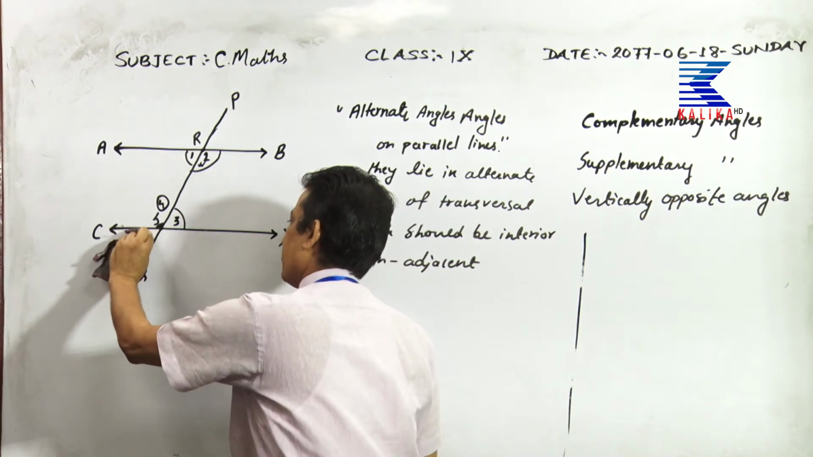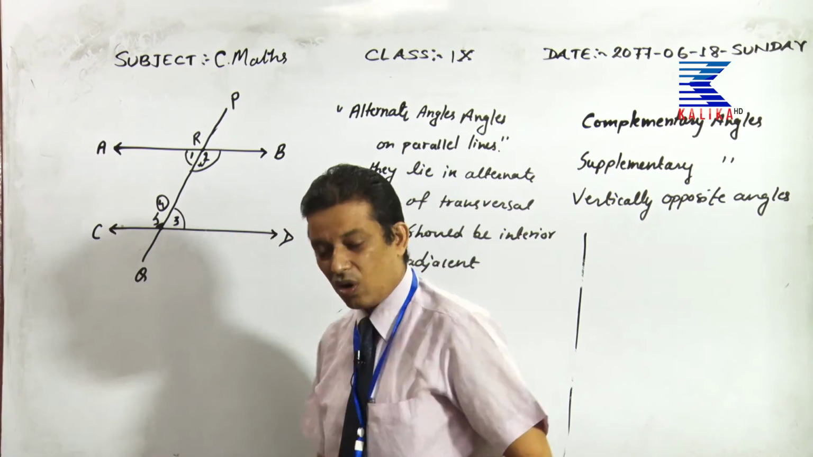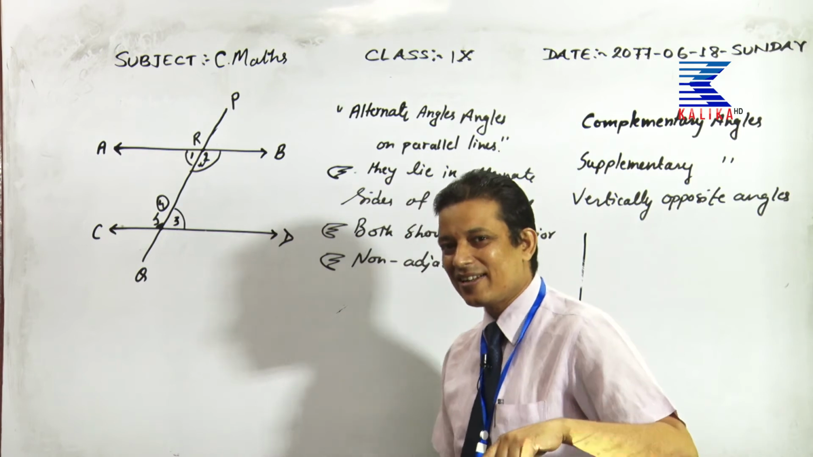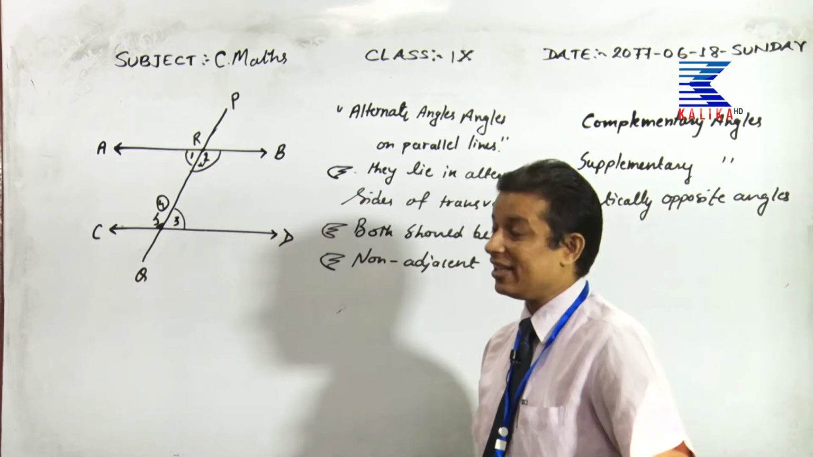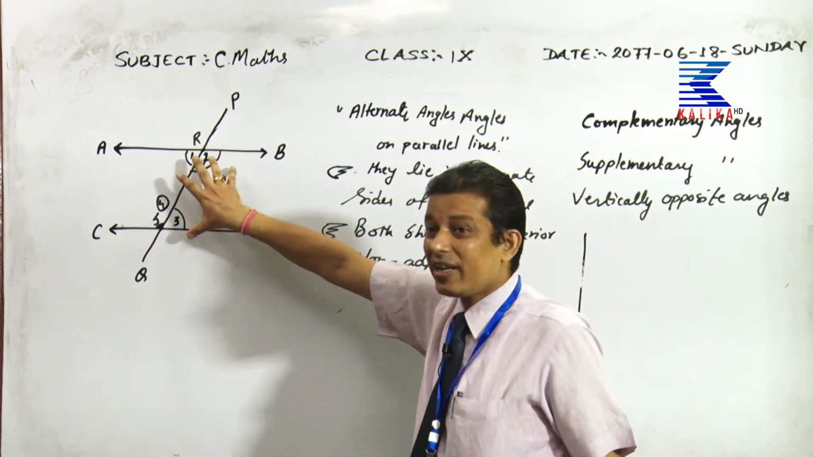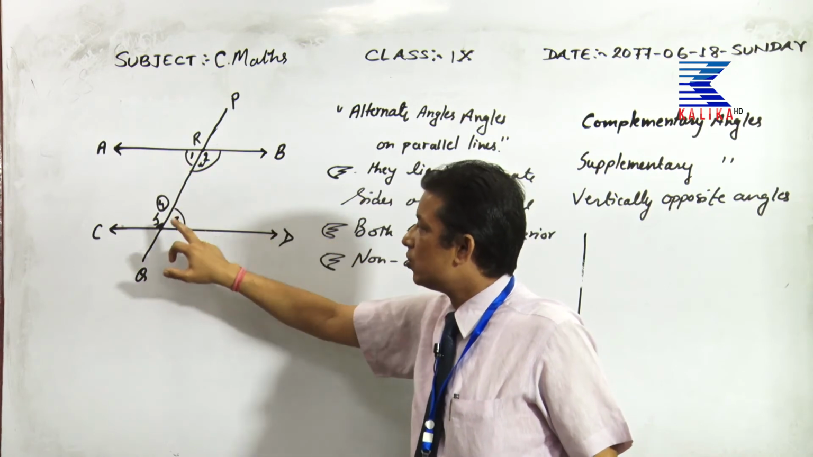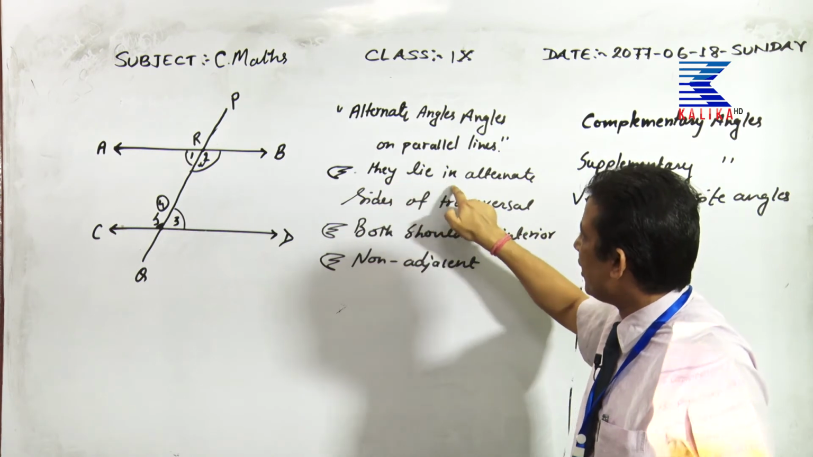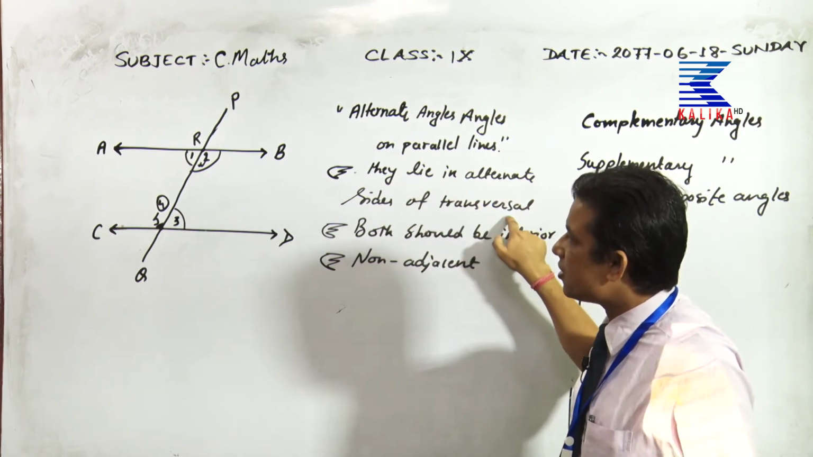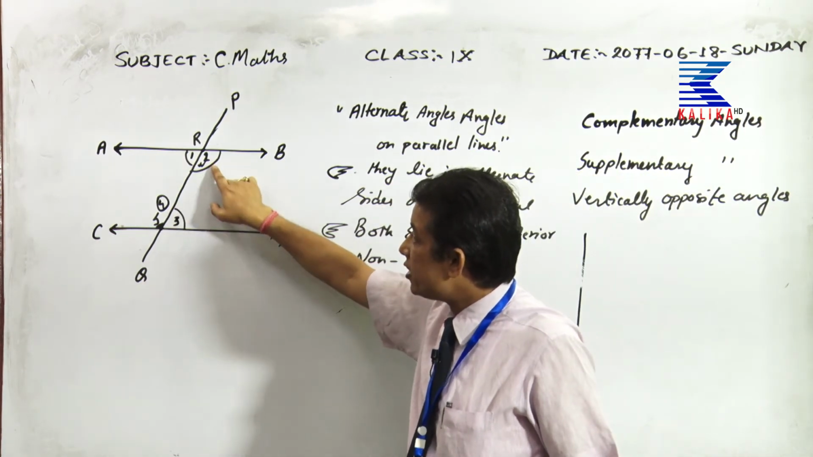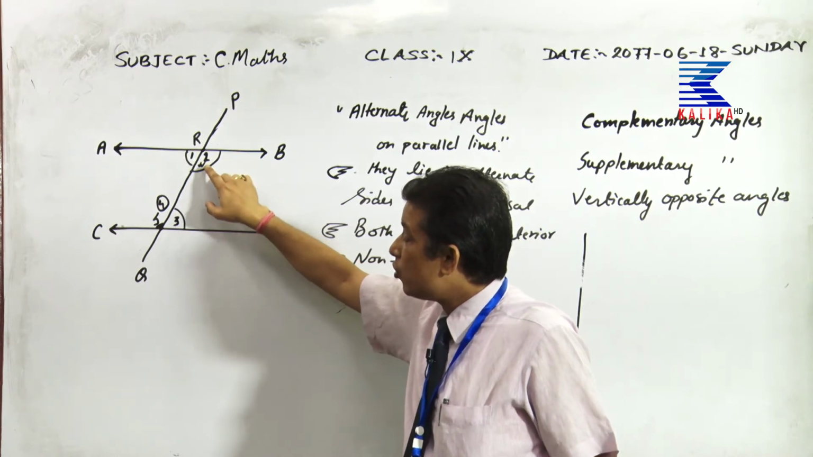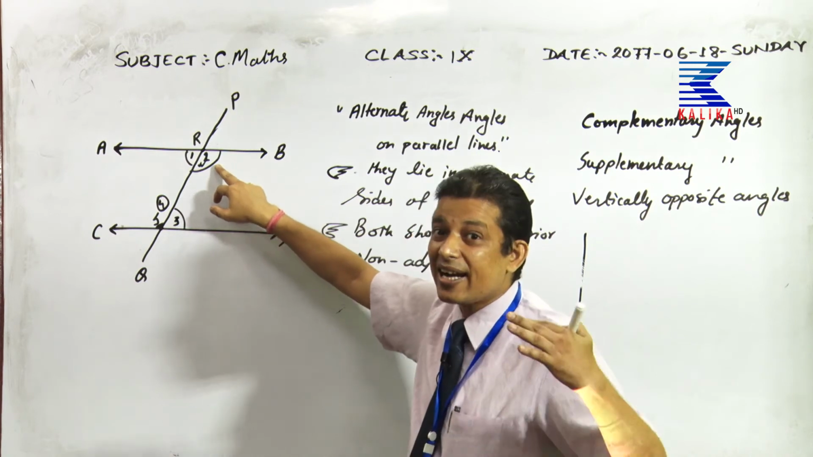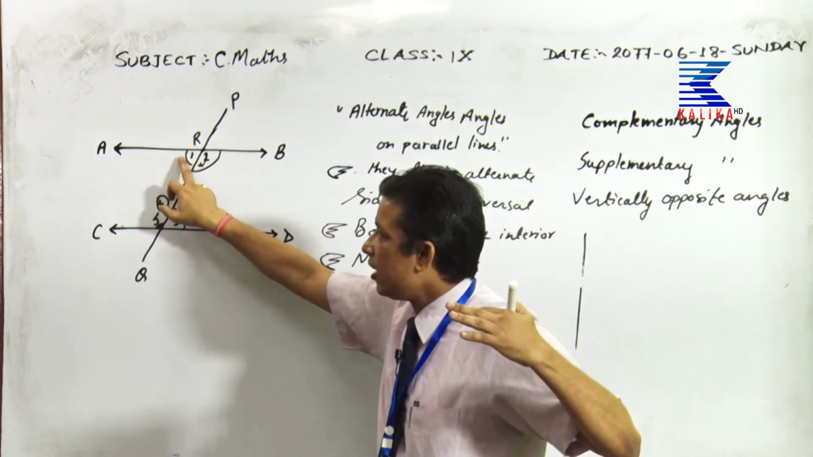So, look, I have removed all exterior angles, because alternate angles must be interior. Now, how many interior angles are there? 1, 2, 3, 4. And as per the first option, they lie in alternate sides of the transversal. Means if 2 is here, alternate side means which can be alternate to 2, alternate sides to 2, either 1 or 4.